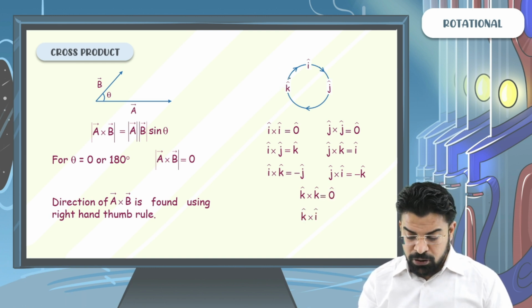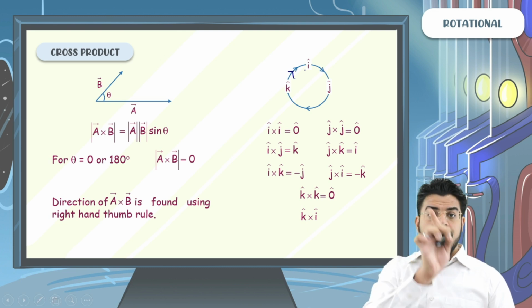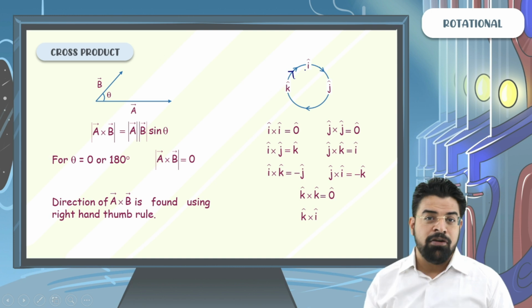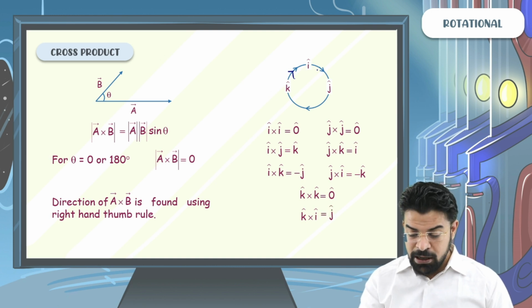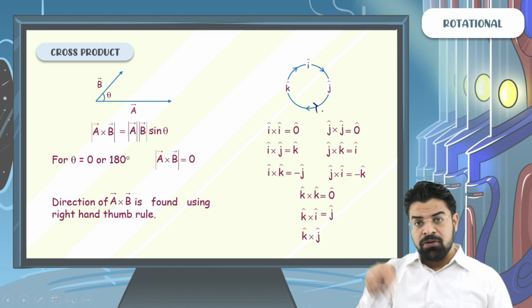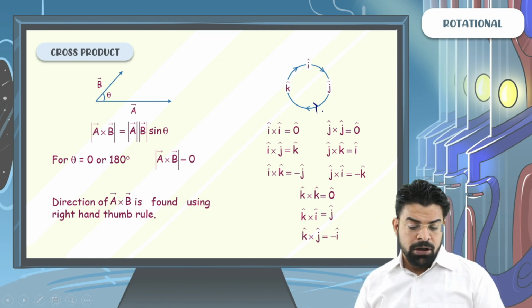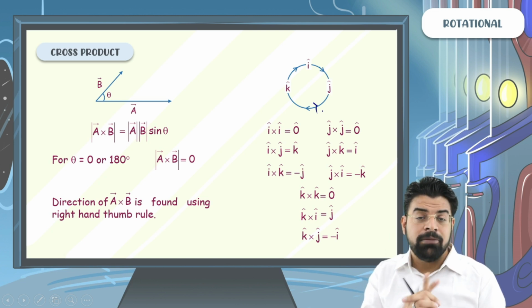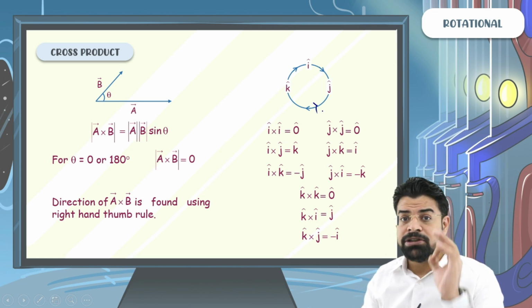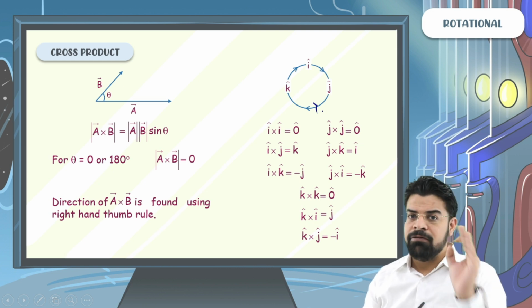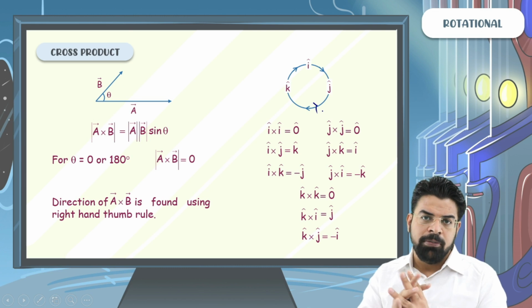What is k cap cross i cap? Going from k to i on this vector circle, you are going clockwise. You are in the circle of positivity, so you will get plus j cap. And what is k cap cross j cap? You have to go anti-clockwise, so you will get minus i cap. This is all you need to know right now for cross product. But again, the direction of cross product is super duper important. So beta, please go and revise it before we reach the topic of magnetism.